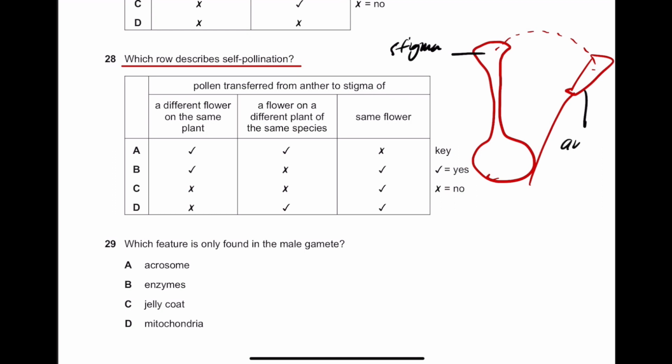This is the anther, which is the male part of the plant. And these are pollen grains. So pollen transferring from anther to stigma is pollination. But if the pollen from one plant travels to the stigma of the same plant, then it's called self-pollination. So, a different flower on the same plant.